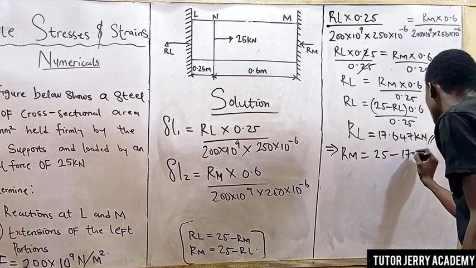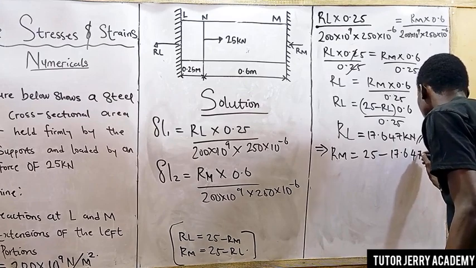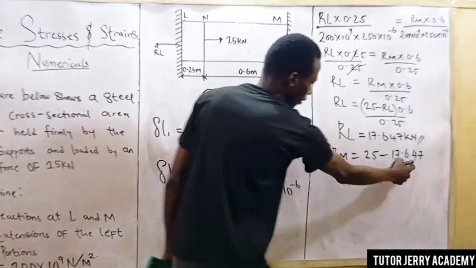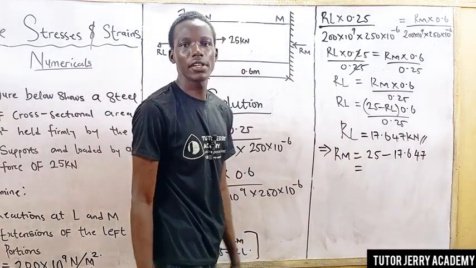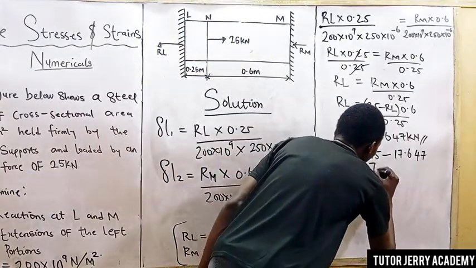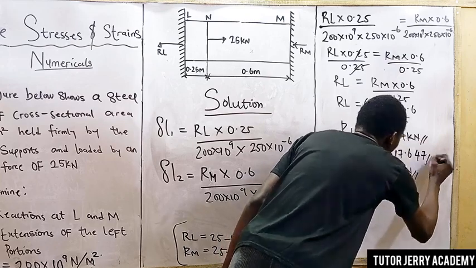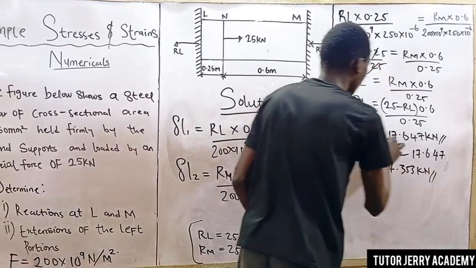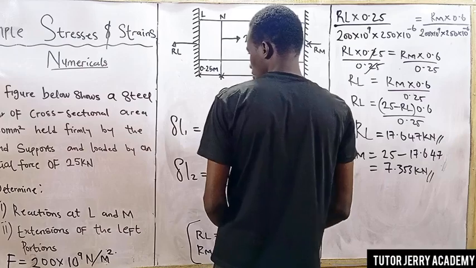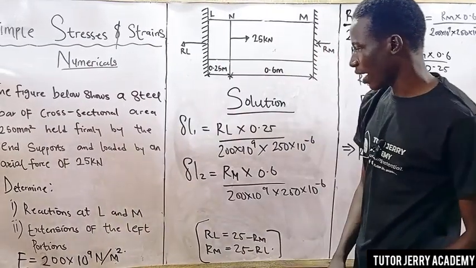17.6647 is our value for RL. Rm will be nothing but 7.353 kilonewton. So this is our reaction at L, and this is our reaction at M. Of course, we have solved the first question we are asked here.